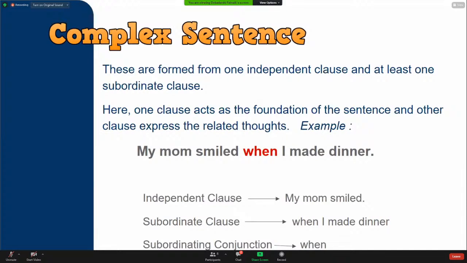Suppose you feel that something is missing, that means it cannot be independent. If it cannot be independent, then consider it a subordinate clause. Okay, this is the method I am telling you to find out the subordinate clause and the independent clause. In the coming sentences, I will give you more examples.